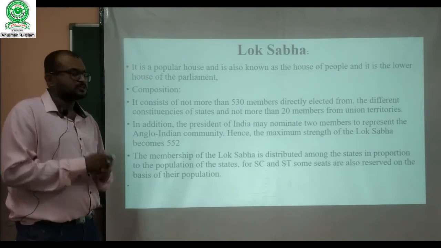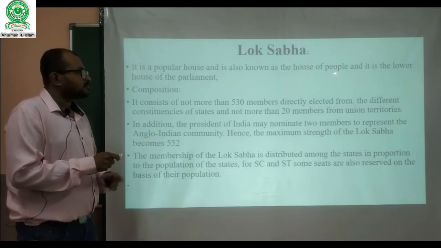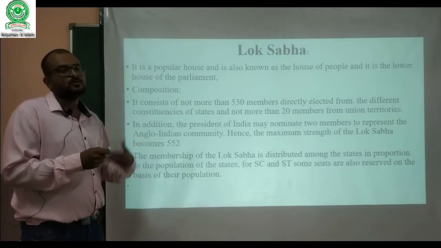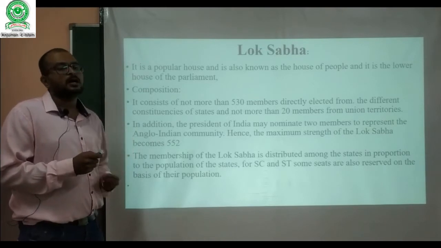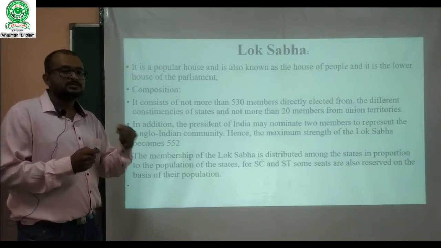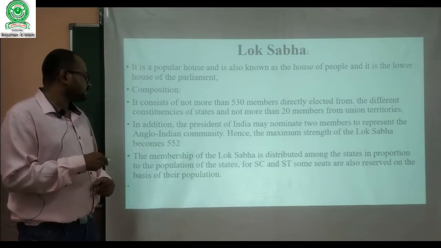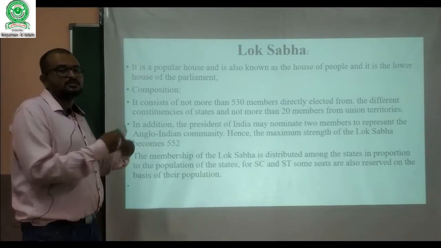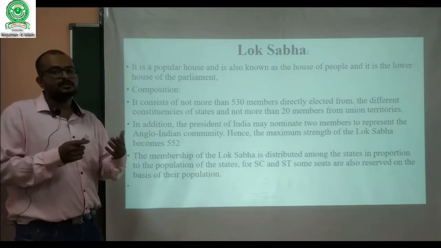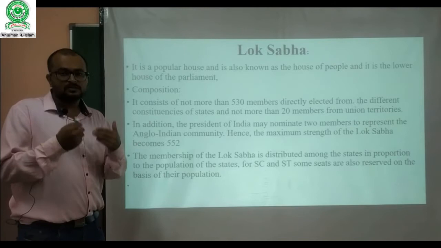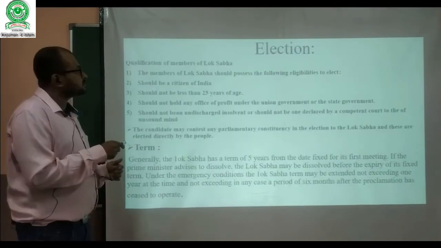Let's come to the composition. It has 530 members elected from different constituencies in the states, 20 members from union territories, and 2 members nominated by the President of India. Hence the total strength becomes 552. Let's come to the membership of Lok Sabha. Now let's come to the distribution of membership. Here the membership is distributed based on the population of the state, and some seats are reserved for SC/STs. Let's come to the election.